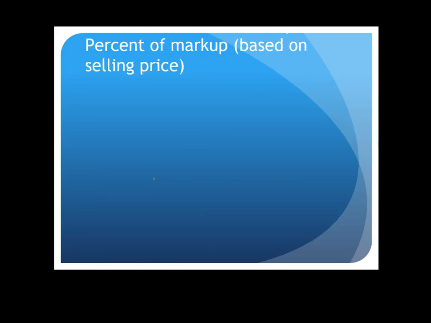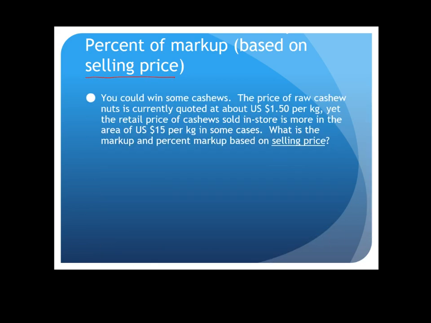Alright, so let's move on to another type of problem. So let's find the percent of markup based on the selling price. Okay, so you might think to yourself, we already found the percent of markup. Yes, you're right, but we found it based on the original price, the original cost. Now we're finding it, and this is kind of strange. You don't see it done this way very often, but we're going to find the percent of markup based on the selling price. So let's say we have some cashews.